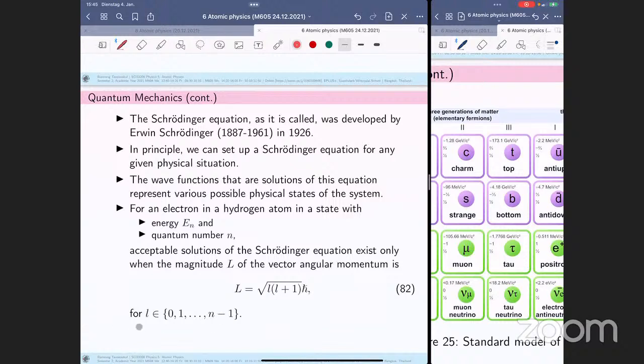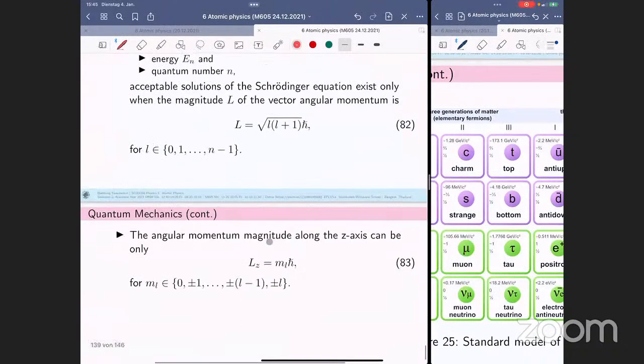When L starts from 0 to n minus 1, that's the orbital quantum number. That's the conventional way of writing the orbital quantum number in quantum mechanics. This is the result from Schrödinger. All right, what is that?